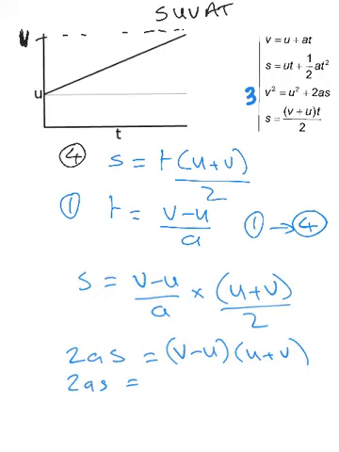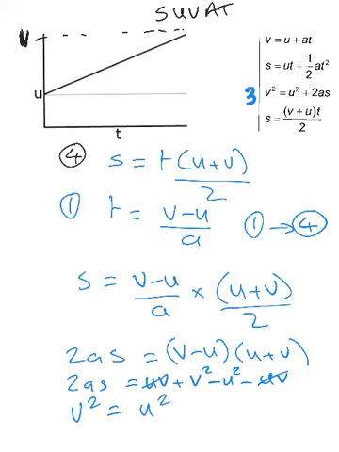2AS equals UV plus V squared minus U squared minus UV. Instantly we can get rid of these two, and then we're left with these terms here in the middle, and then when we rearrange it, just by transferring the U to the other side, we end up with V squared equals U squared plus 2AS.